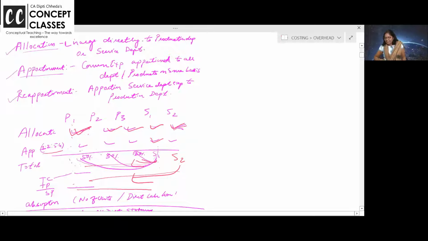So how many kinds of problems have I discussed? Apportion, reapportion by different methods, machine rate, and under and over absorption. Now let us see the theory of this. I hope I've tried to justify.